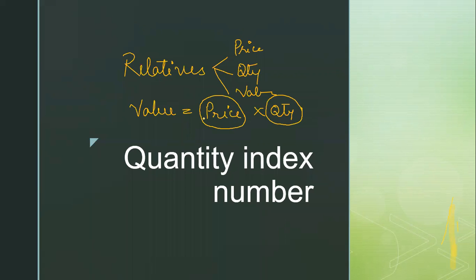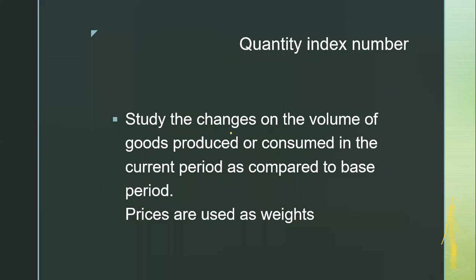In the price index number, we focus only on the price of the particular commodities, and in the weighted method we assign weights, where we assume the quantity of the base year, the current year, or both as weights. In the quantity index number, we give importance to the quantity. That means we study the changes that are happening in the volume of goods.